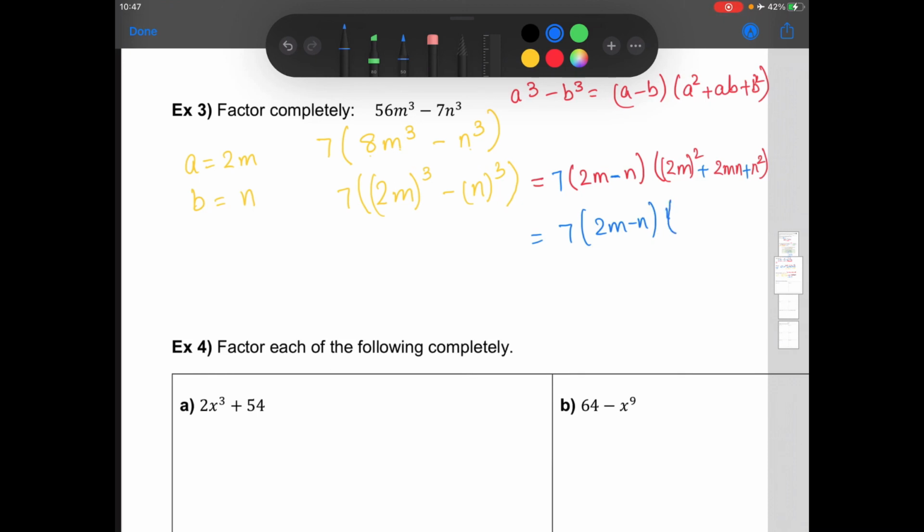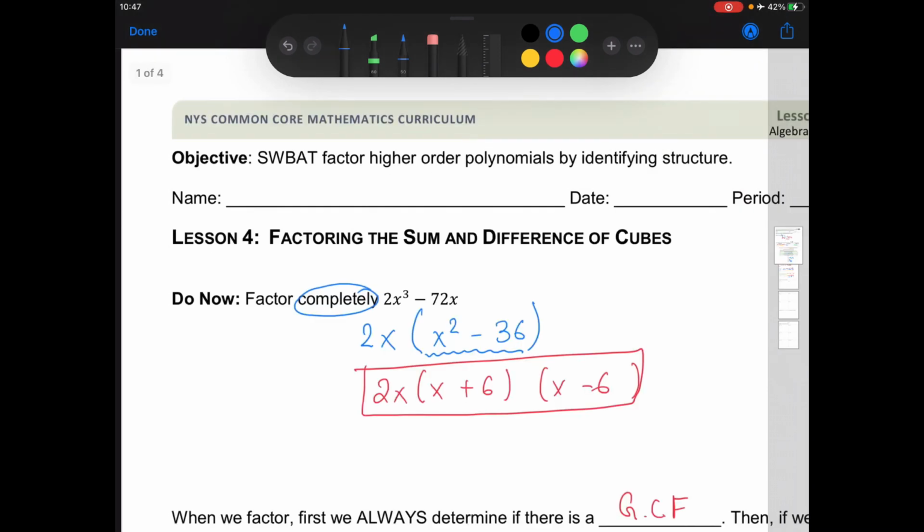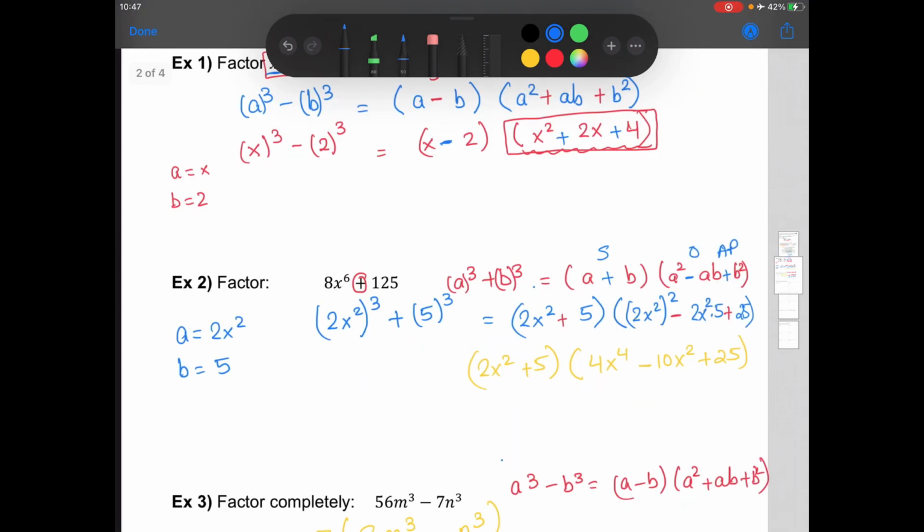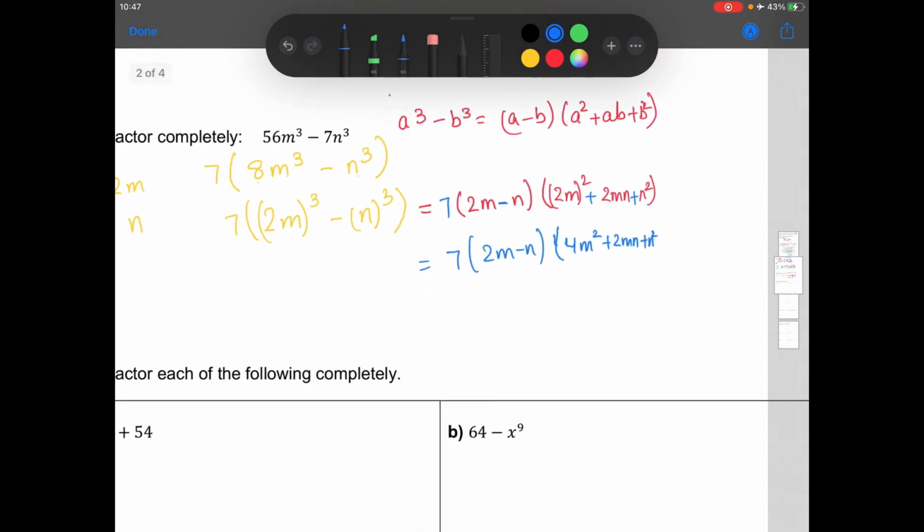I know some of you will feel like, why do I have to do that extra step? If you don't feel like doing that extra step, go for it. Just do it in the first place itself. But to avoid all those silly errors, we're trying to do it together. 2mn plus n squared. That's what happens when I work in the bottom. Oh, there was more room.